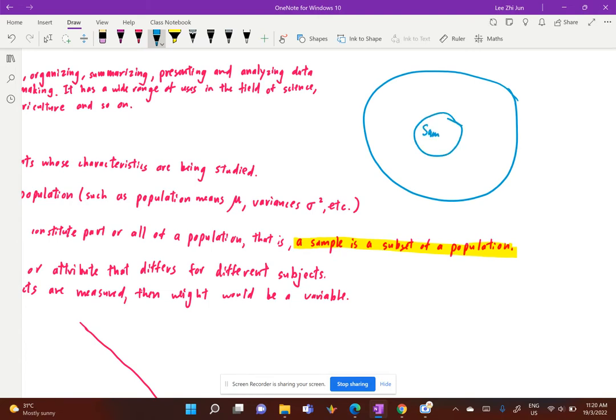So the range of the sample is small. The things you need to count in a sample are also small, while a population is a large number and a large area you need to count. So in a population, you can have not just one sample. You can also have two samples, three samples, four samples, and so on.